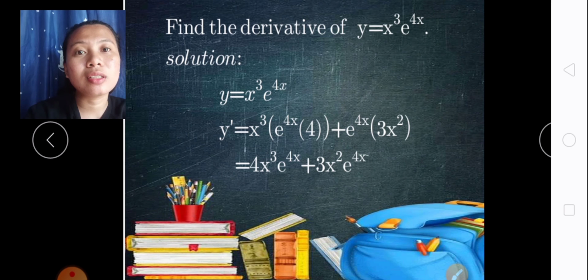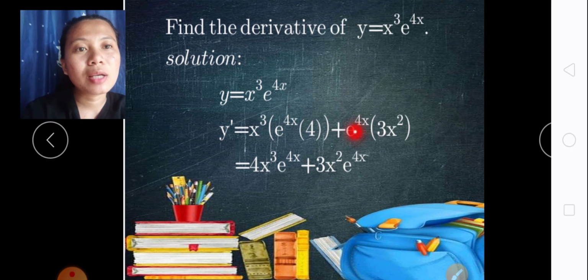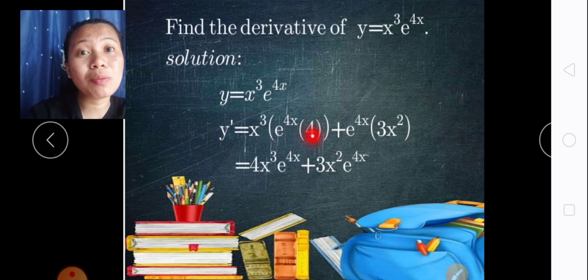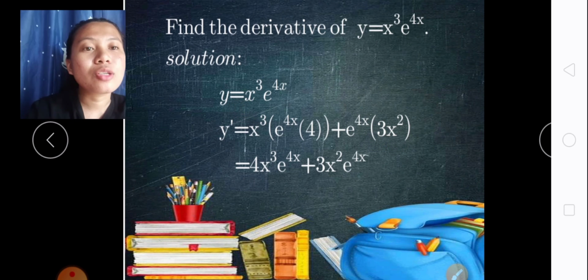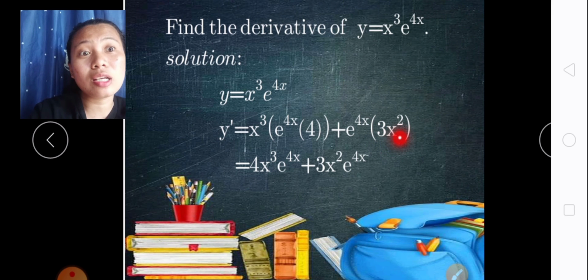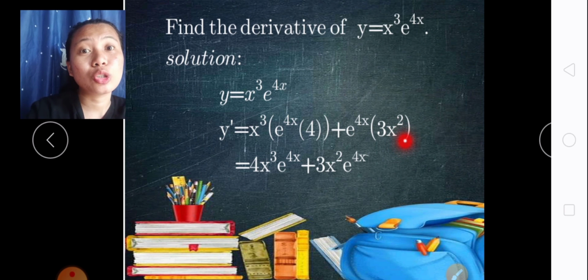So as we all know the product rule, a times b prime plus b times a prime. So karon ato na pong i-copy ang b, e to the 4x, then we multiply the a prime, so the derivative of a. So the derivative of a, which is x cubed, so the answer is 3x squared.